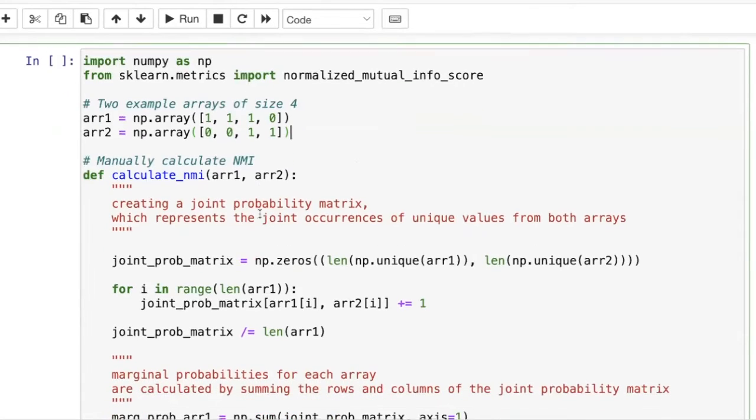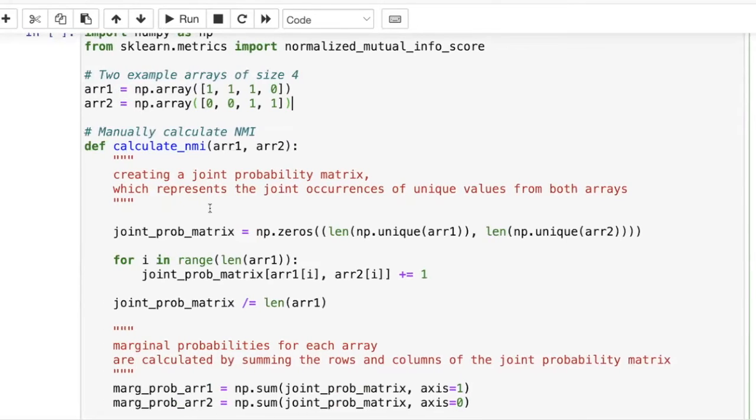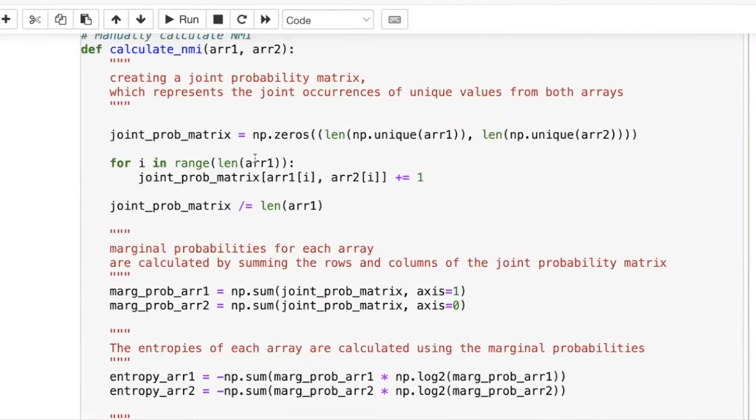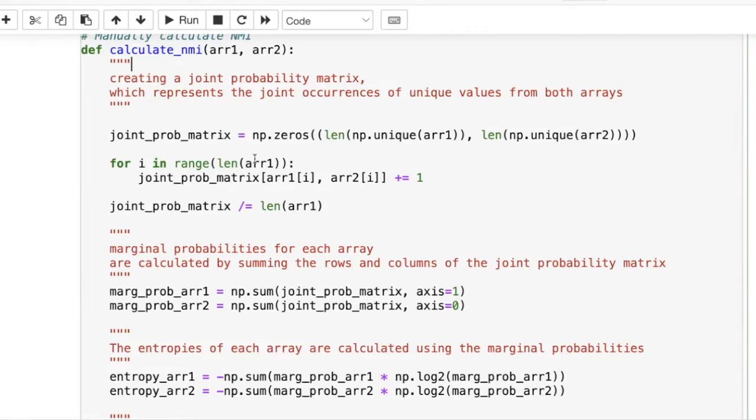So how can you define your normalized mutual information? I'm defining my own function, calculate NMI, which accepts 2 arrays, right? And the very first thing that you need to do is to create a joint probability matrix. What this means is that you need to find a matrix where each row corresponds to one class from array 1, and each column corresponds to one class from array 2, right? And now you want to represent the joint occurrences of unique values from both arrays.